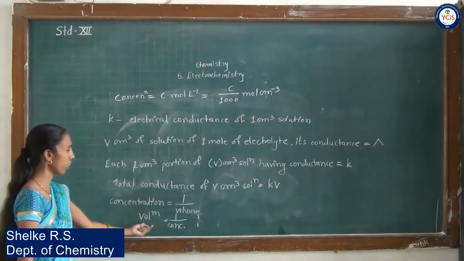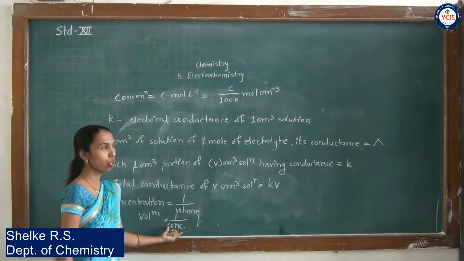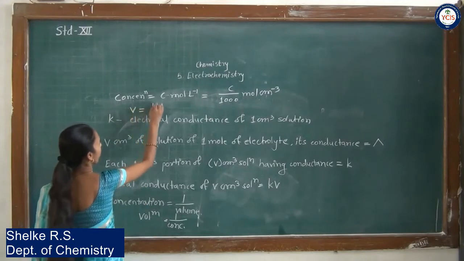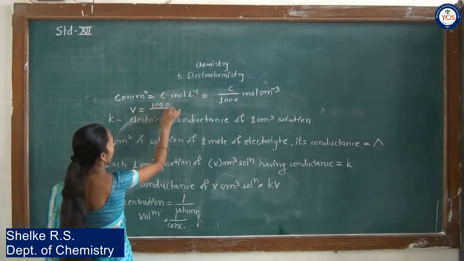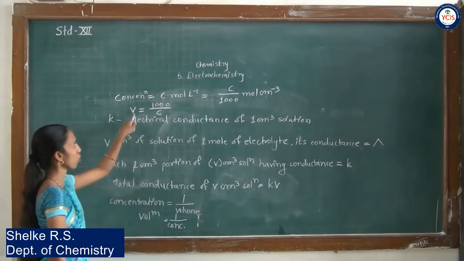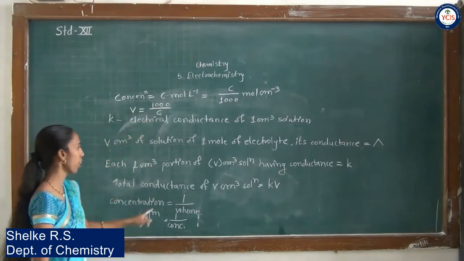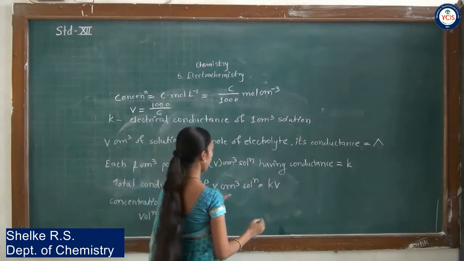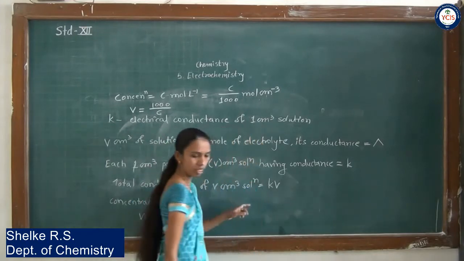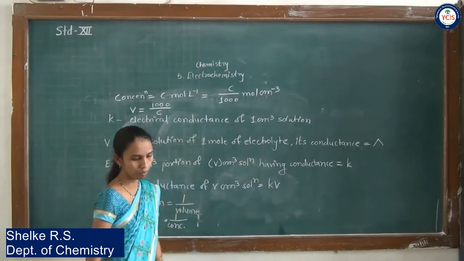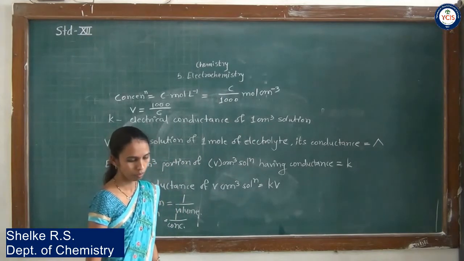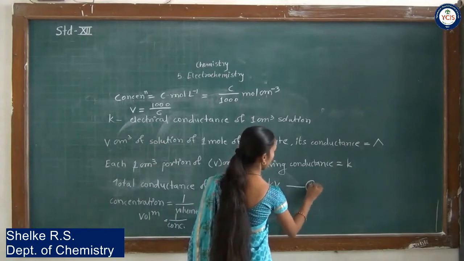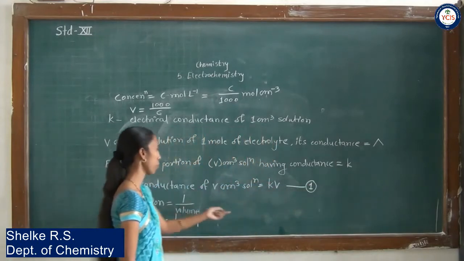Now we have considered here that volume is equal to 1 upon concentration. Now what is the value of volume? Volume is nothing but 1000 divided by C. Okay, so that will be the value. Now here we have taken one equation: total conductance of V cm cube of solution is K into V. I will write here, that will be equation number 1.